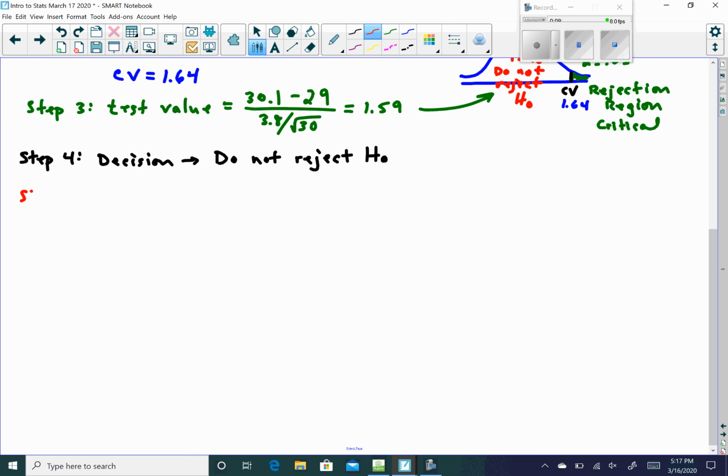So then step 5, which is our summary. We would say there is not enough evidence to support the claim that the mean time on the lot is greater than 29 days.